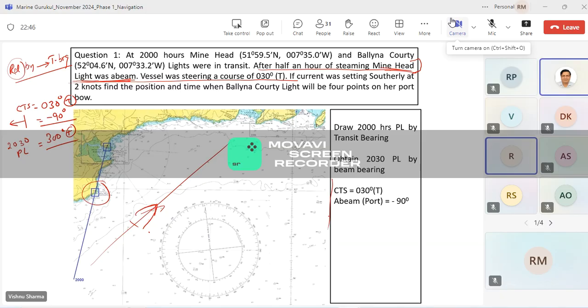A beam on the port side, where does it come from? Better, there is one mic which is echoing. I don't know which one is that. Can you mute yourself? Okay.